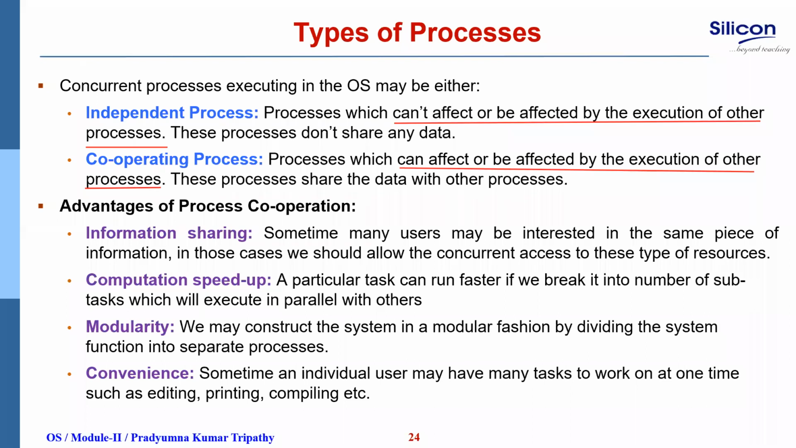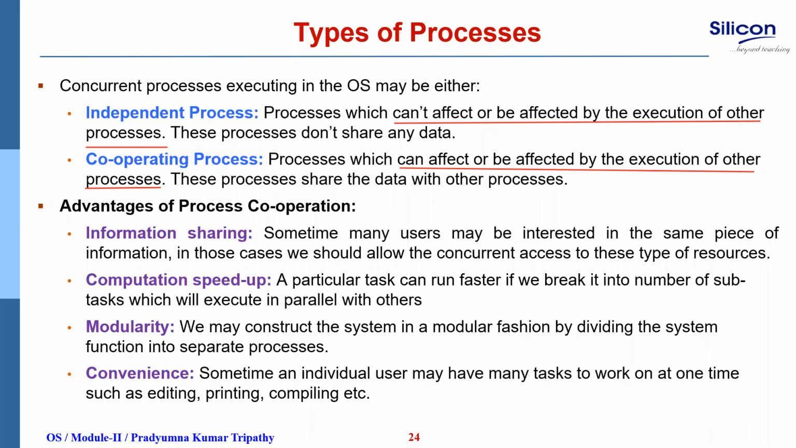For convenience, sometimes an individual user may have many tasks to work on at one time, such as editing, printing, and compiling. For his convenience, he can have multiple processes. But whatever he is editing, he wants to print it, and whatever is edited needs to be compiled. So there might be some relation between them to pass the information, and that requires cooperation. So these are the things for which the processes need to cooperate.